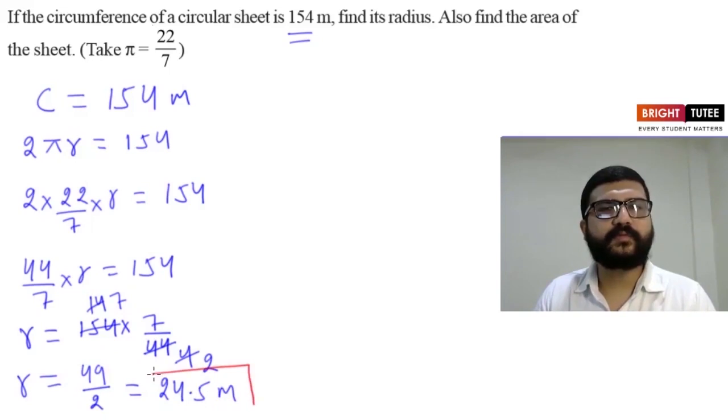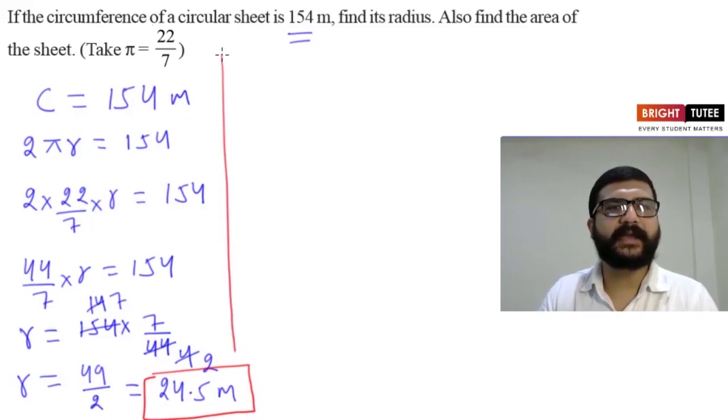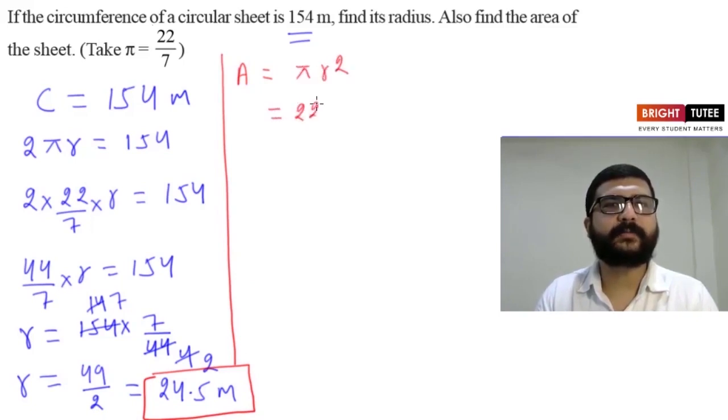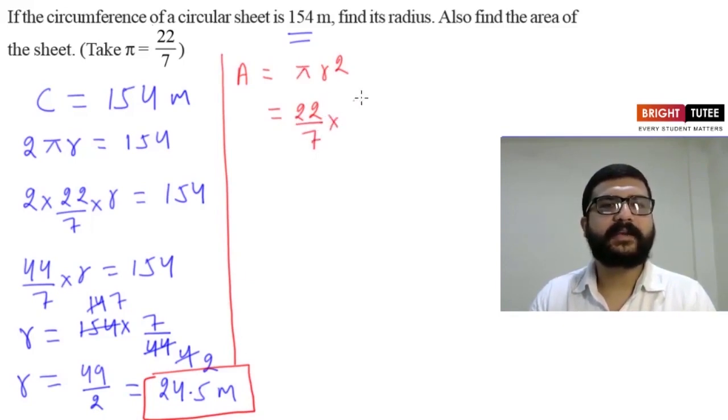Now what we have to do? We have to find its area also. So for finding area we are going to use the formula pi r square. So as we know, area is equal to pi r square. Now it will be equal to 22 upon 7 into r square. R square means 24.5 into 24.5.